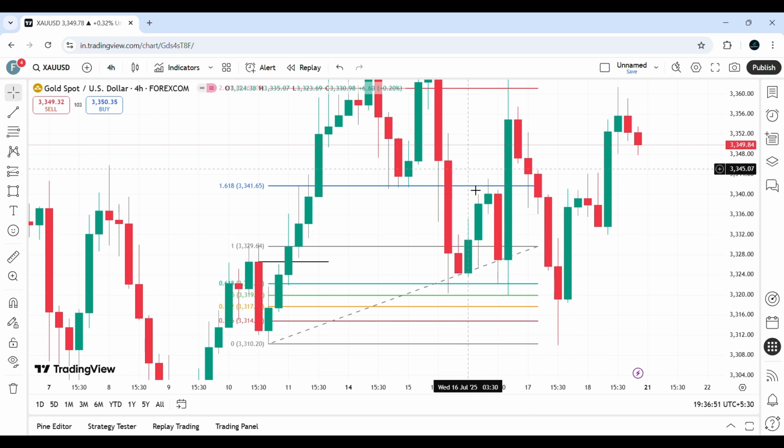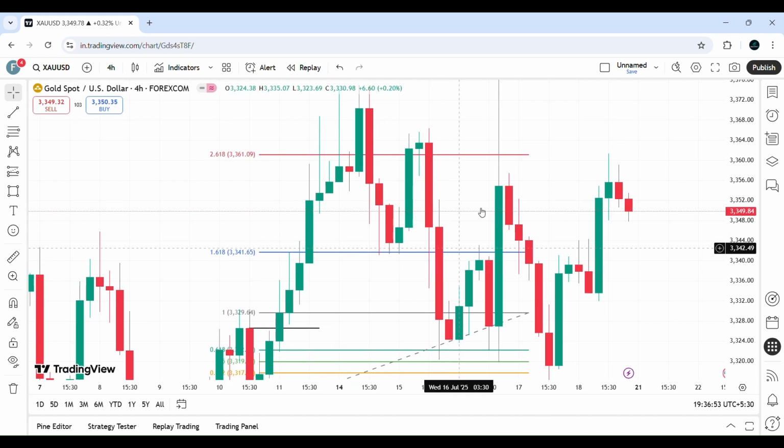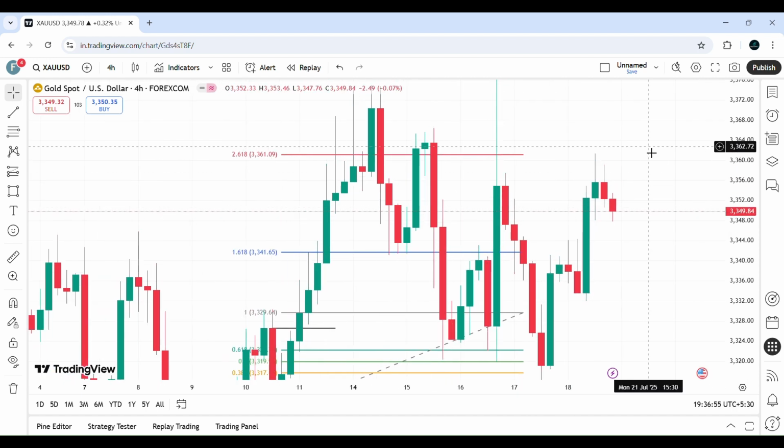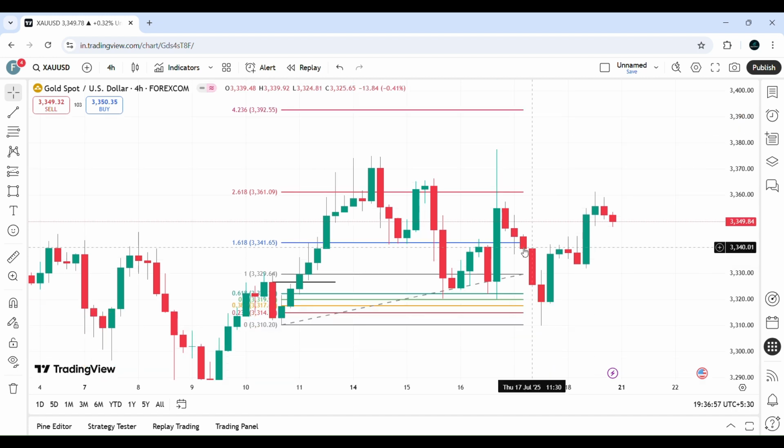This would have been your TP1. This would have been your TP2. How beautiful is that? This is TP2. This is TP1. In case you would have missed this entry, you could have taken sells from here after confirmation. I would recommend only entering trades after confirmation. Use any confirmation you want. I have my own sets of confirmation that I use. I would reveal it, but not right now.